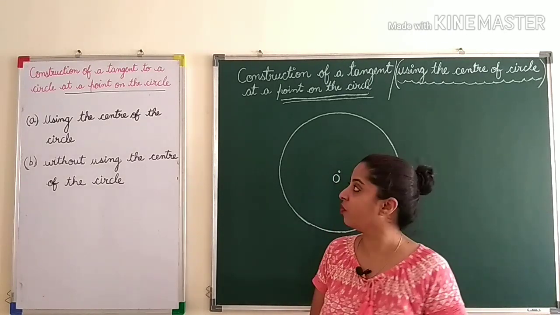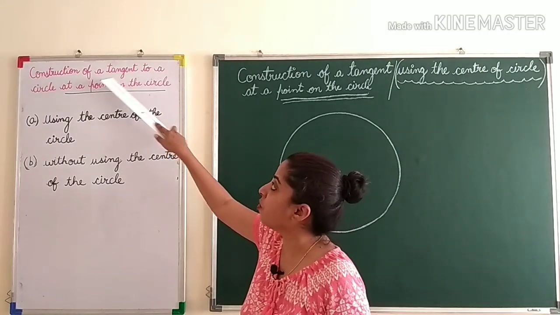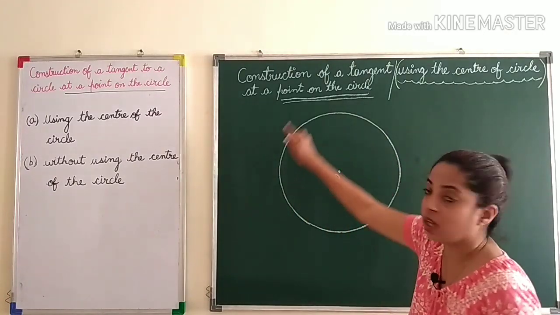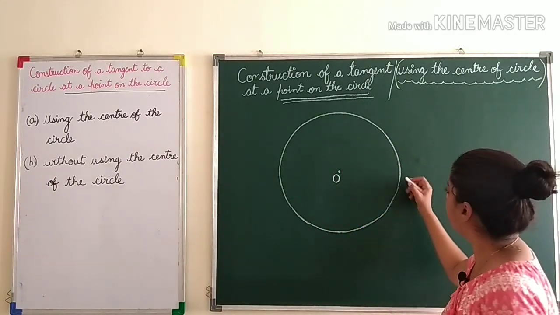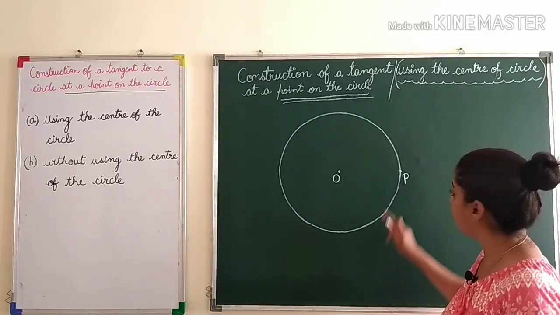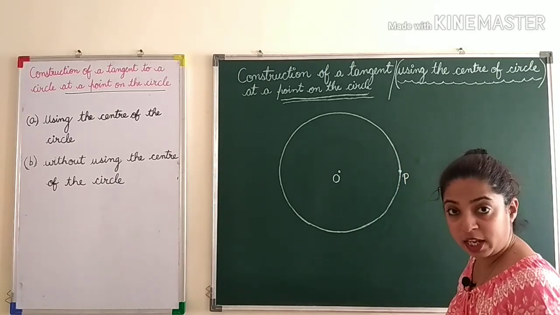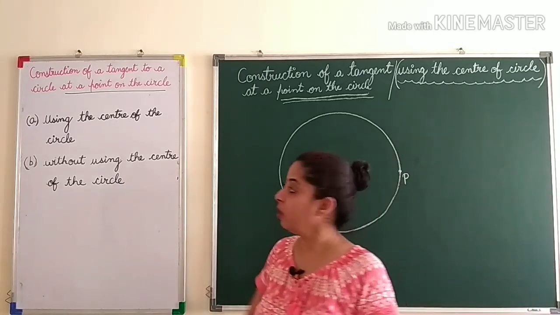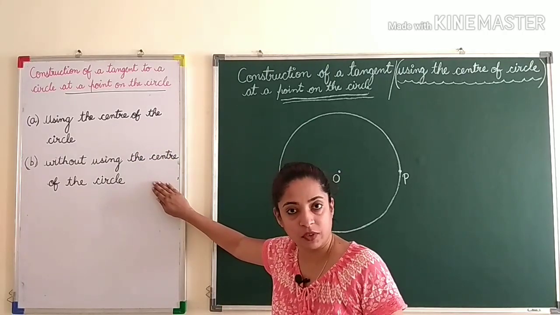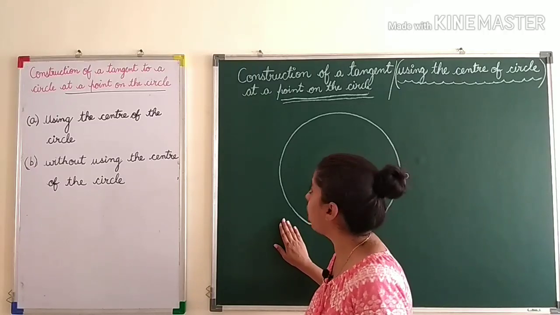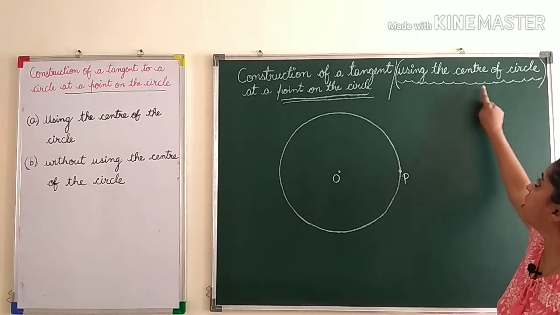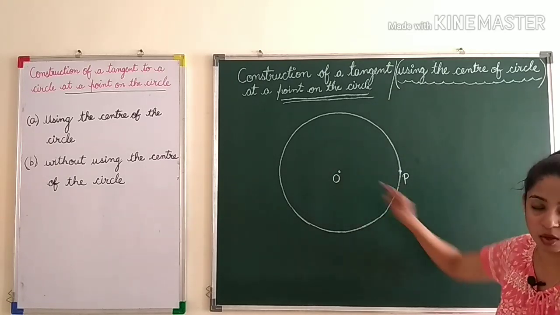In today's video lesson, we'll be talking about construction of a tangent to a circle at a point on the circle. So, if there is a circle with center O, then at a point on the circle, say this point P, from this point P we have to draw a tangent. Now, this can be done by either using the center of the circle or without using the center of the circle. So first we will talk about construction of a tangent at a point on the circle by using the center of the circle. We will use this center of the circle.